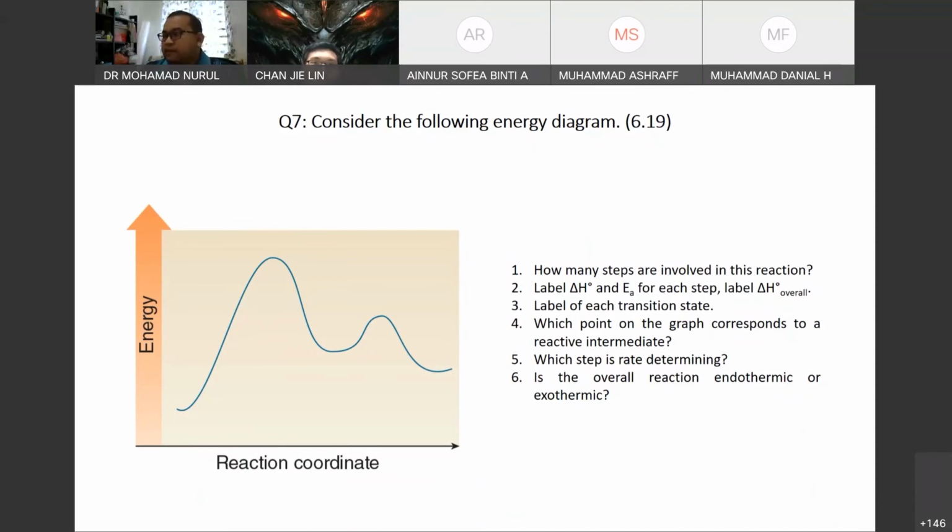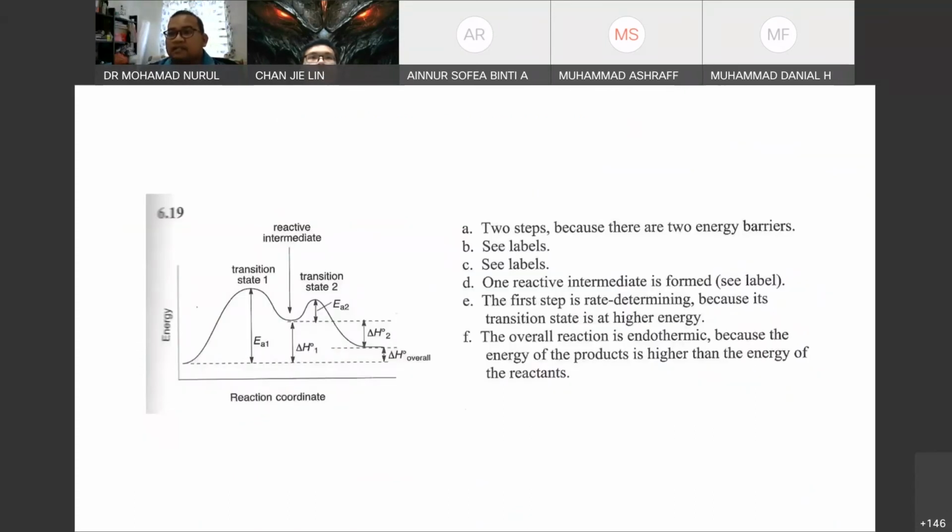Okay, which step is the rate determining step? If there are 2 or more reactions, they depend on the rate determining step only in terms of driving direction to move forwards. Okay? So is the overall reaction exothermic or endothermic? It depends on delta H overall. Okay, so this is the answer.